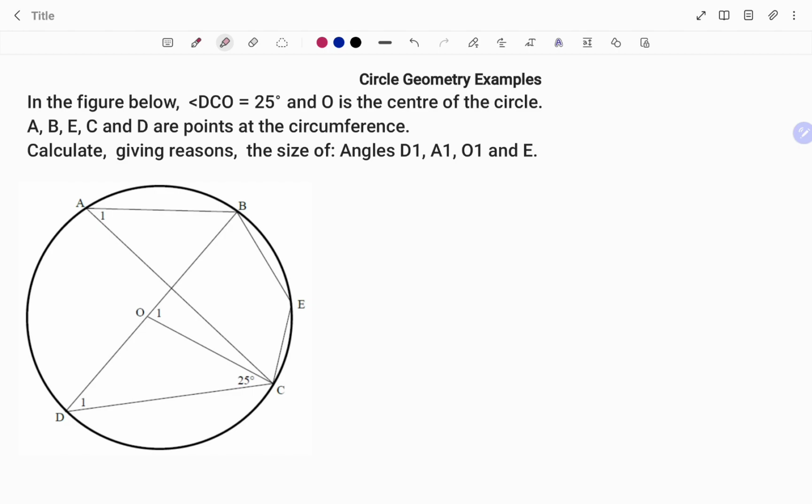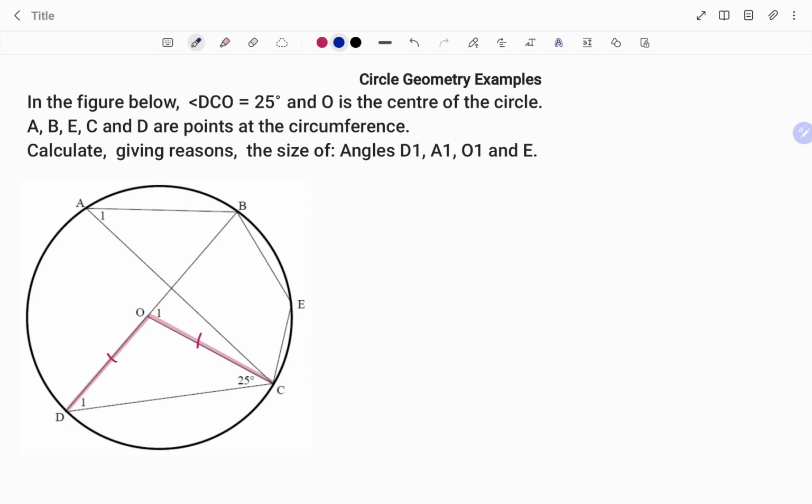O is the center of the circle as shown, and we know that the distance from the center of the circle to any part of the circle is a radius. And because that's equal, I know that OD is equal to OC.